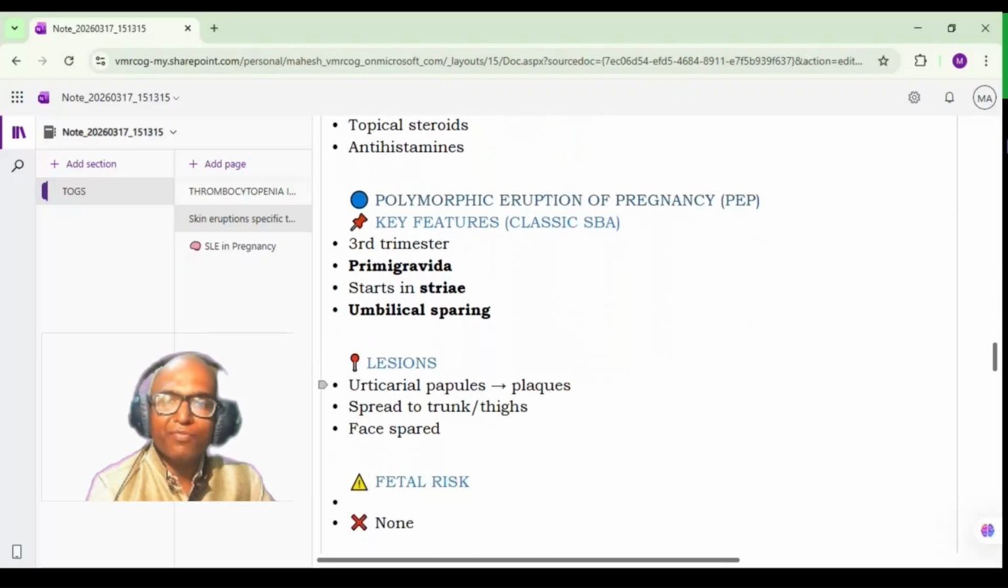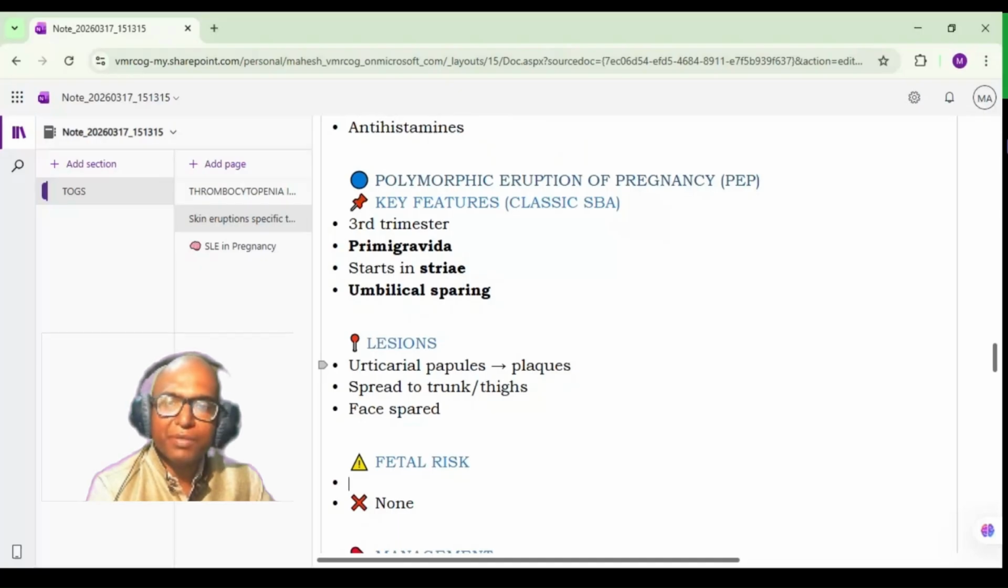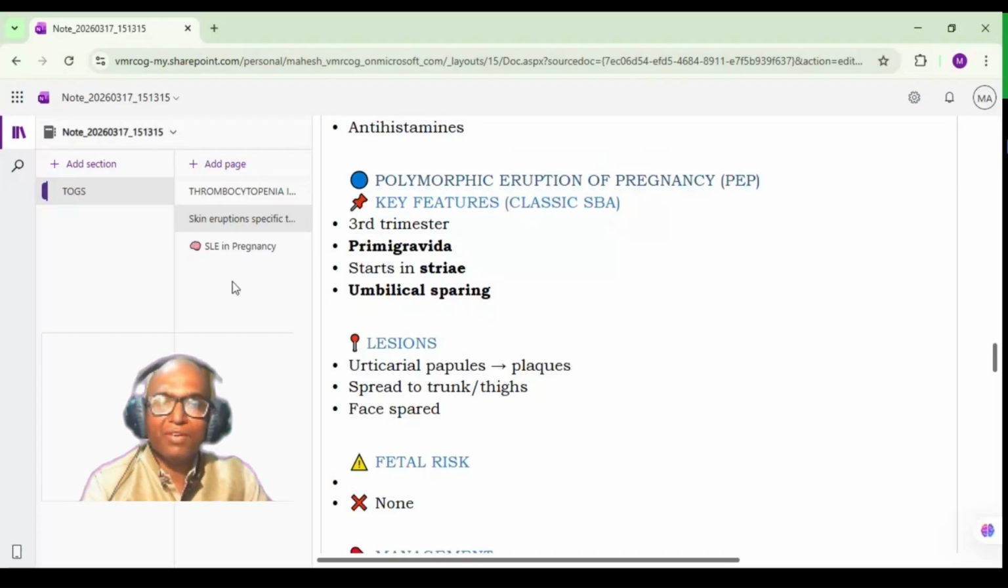Then the third is polymorphic eruption of pregnancy. So AEP we have seen, ICP we have seen, then the third one is PEP. This PEP, polymorphic eruption of pregnancy, will be seen in the third trimester, more common in primigravida, starts in the striae, and there is a typical sparing of the umbilicus. And this is how we will differentiate this from other features and mainly from pemphigoid, because pemphigoid will have vesicular-bullous lesions and that will affect the umbilical area, while here in polymorphic eruption of pregnancy, there is a specific sparing of the umbilical area.